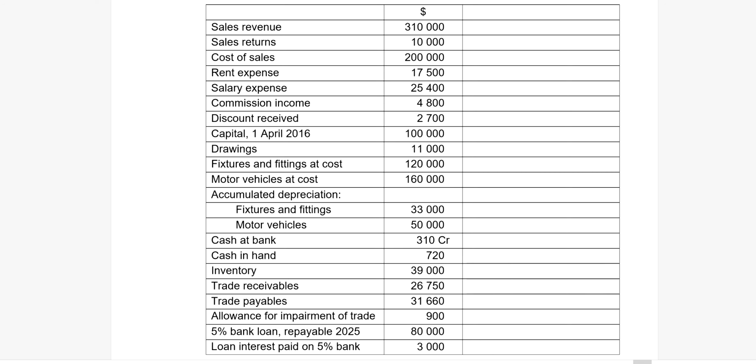Hey, good morning, everyone. I'll be explaining how to do the adjustments for your income statement and balance sheet question, which is a compulsory question in your examinations. Okay, so let's take a look at our first transaction.